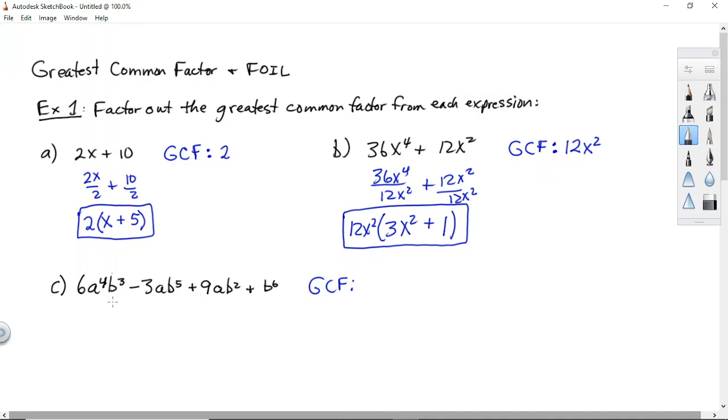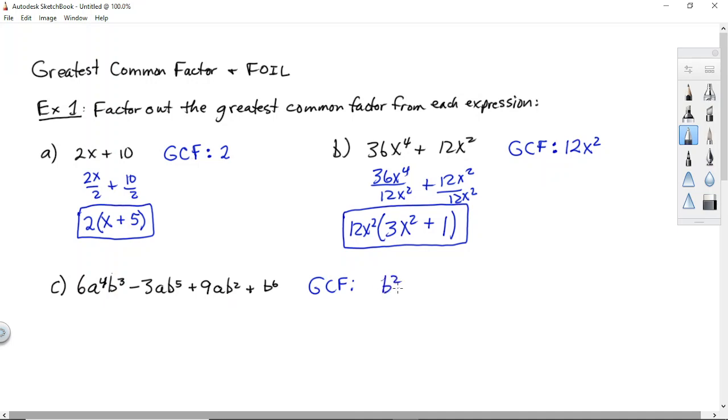But we can factor out B. It looks like there's some B's in all of them. The lowest exponent of the B is B squared right here. All the others have a higher exponent. So the greatest common factor will have B squared.